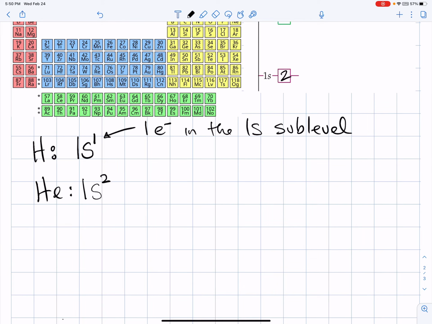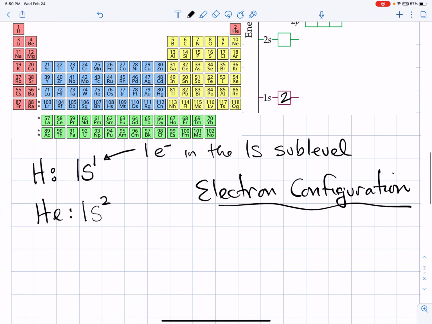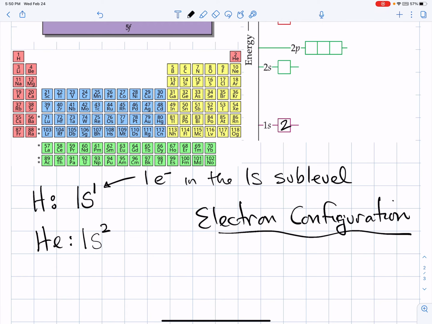Right? So these things that I'm drawing, 1s1 and 1s2, those are electron configurations. That's what that means. So the electron configuration is telling us where the electrons are found, in which sublevels are they found within the atom. So let's jump to something a bit more complicated.